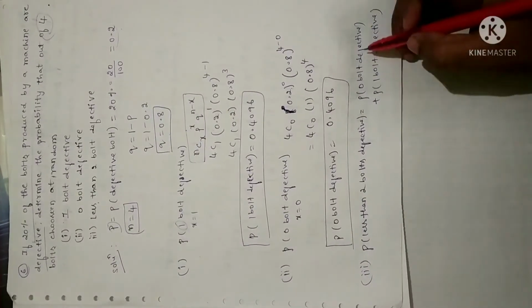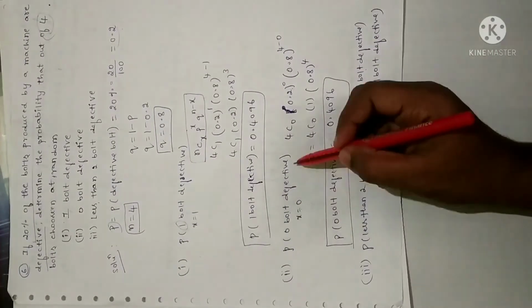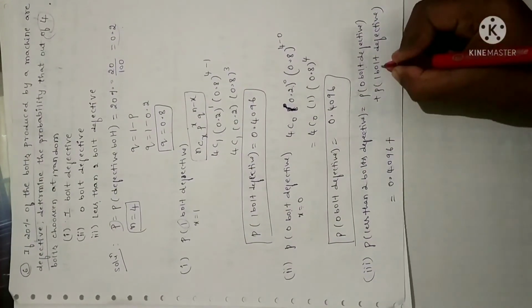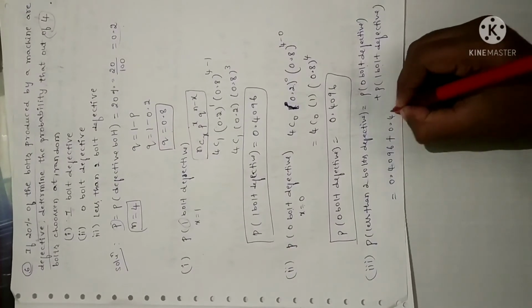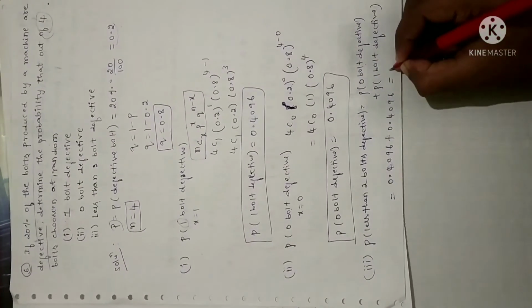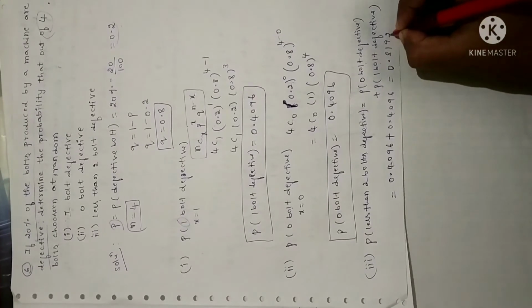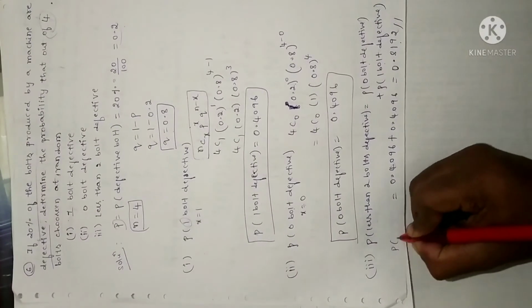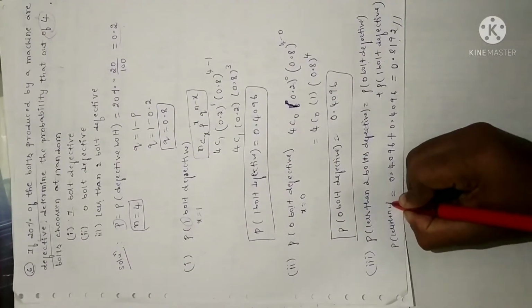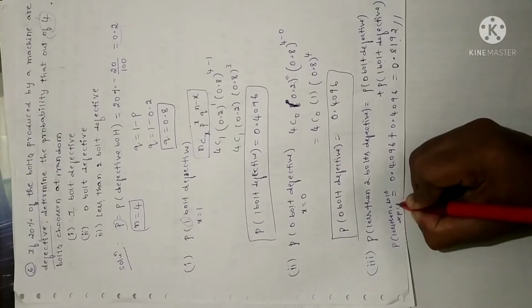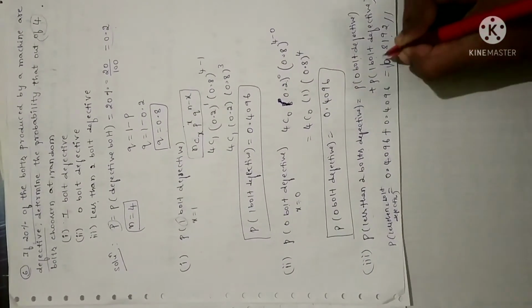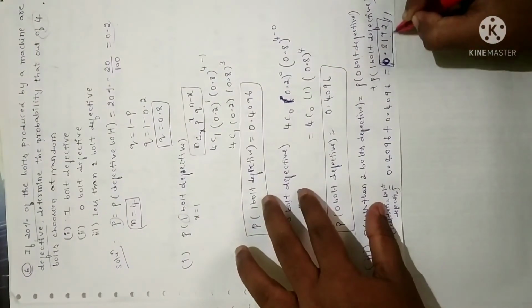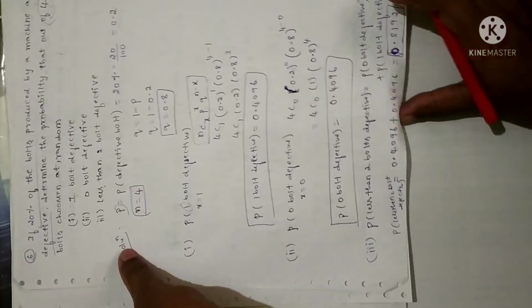Moreover, no need to calculate 0 bolt defective, because we have already done it. I'll just substitute here: 0.4096 plus the probability of 1 bolt defective, which is 0.4096. When you add both, you will get 0.8192. So the probability of less than 2 bolts defective is given by 0.8192. This is the required solution for the third one.